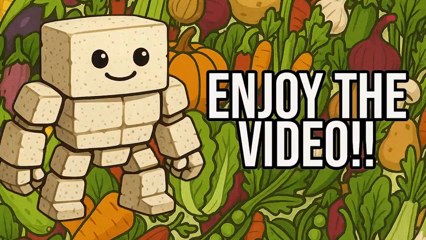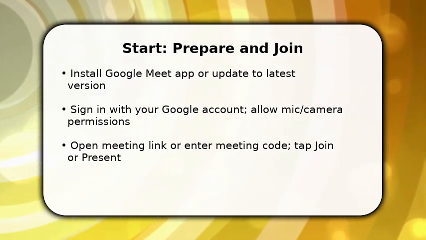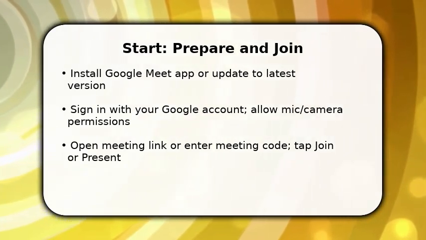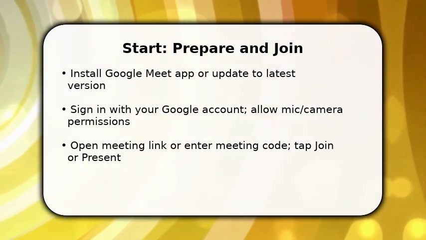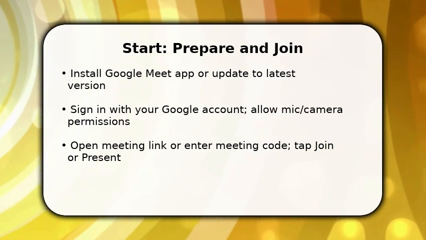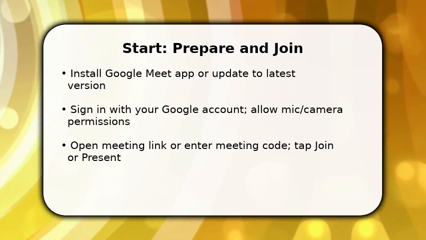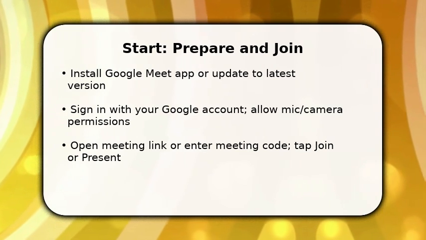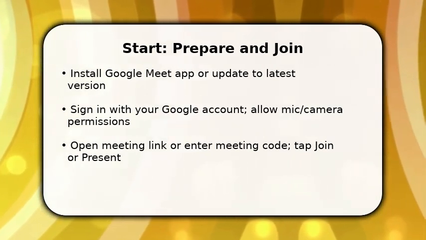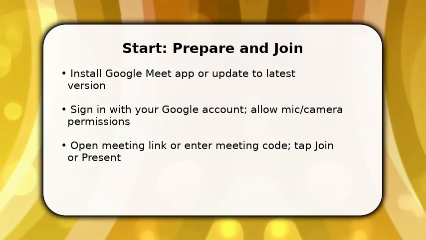Please enjoy the video. You begin by getting the essentials out of the way quickly. Install or update Google Meet, then sign in with the Google account you'll use. Once signed in, grant mic and camera permissions so audio and video work immediately. Next, tap the meeting link sent to you or open Meet and enter the meeting code. When the preview shows your video, choose whether to turn camera or mic off, then tap Join to enter. This gets you into the meeting with basic controls ready.